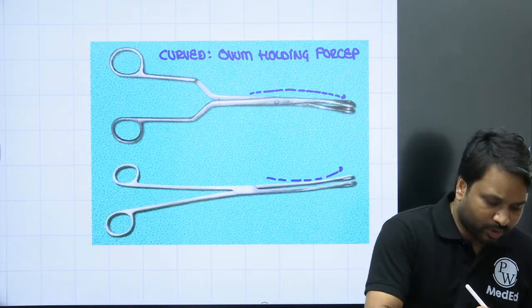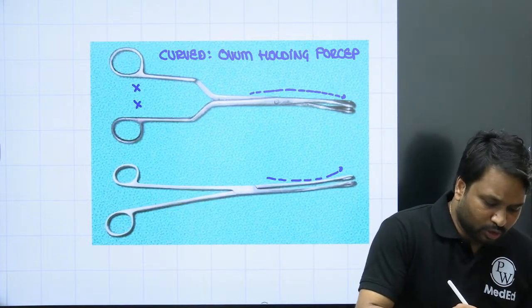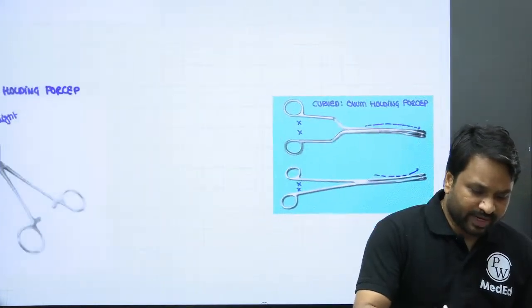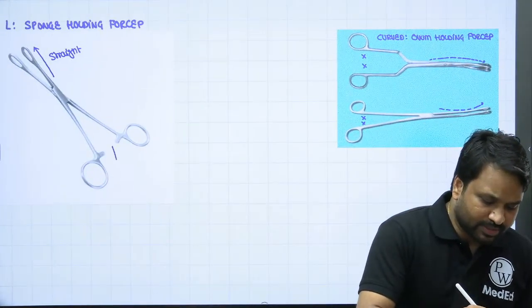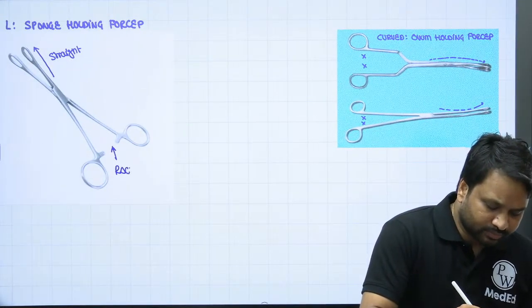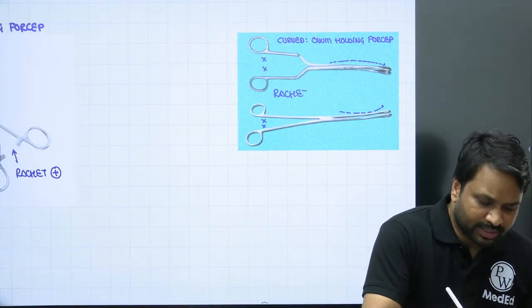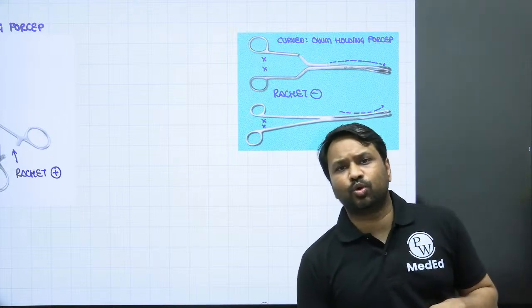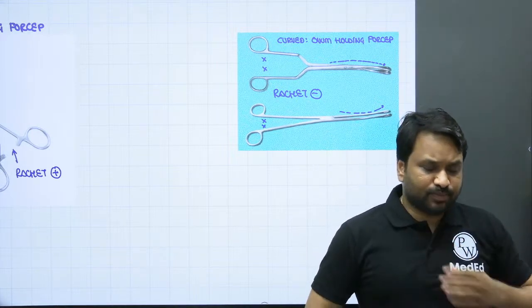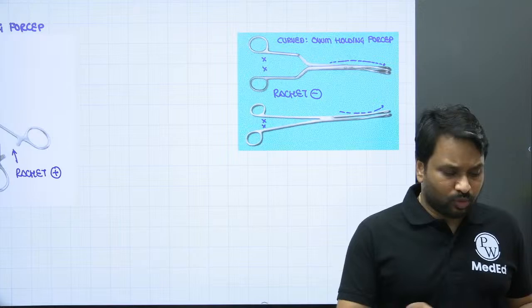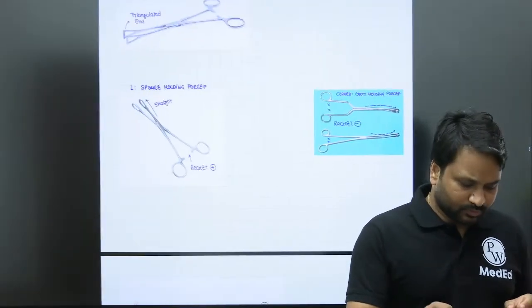Another very important thing, there will be no ratchet in the ovum holding, whereas in the sponge holding, there will be presence of ratchet. Here the ratchet is present. That's the difference between a sponge holding forceps and an ovum holding forceps. Clear? Great.